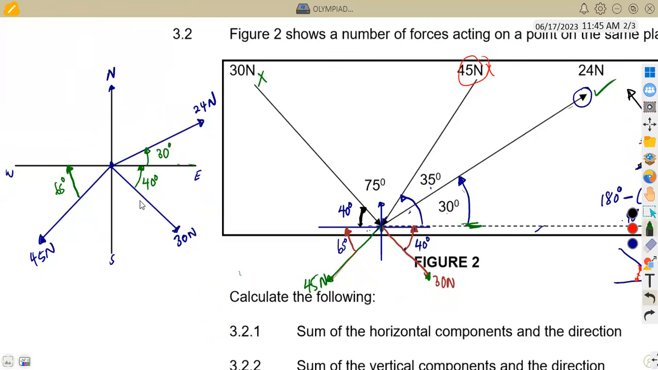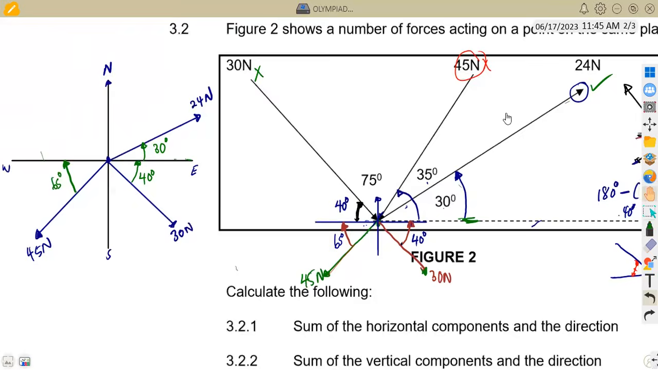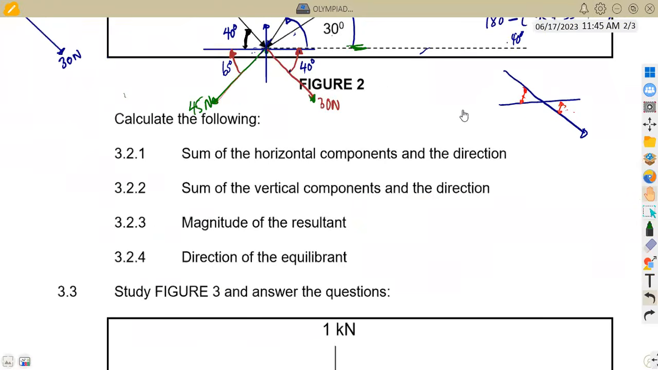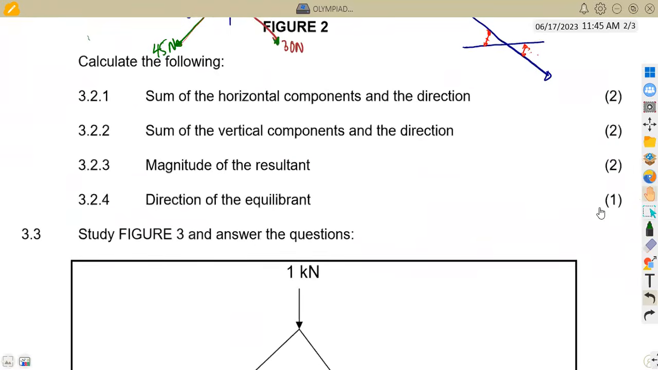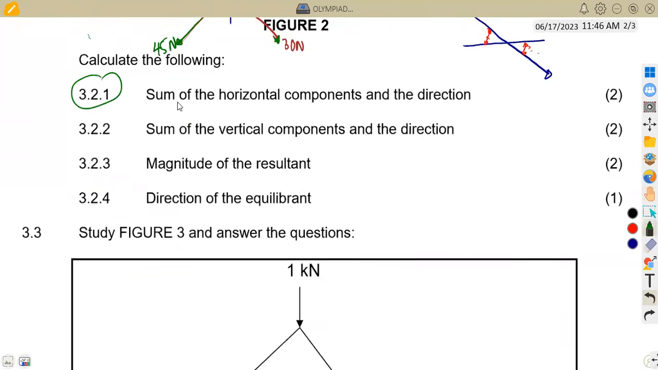Once our diagram is like this, we can easily calculate whatever you want because our forces are taken from the point of intersection, and also each angle is indicated from the force to the horizontal line. So the question is, we are supposed to calculate, that is the first part, 3.21, the sum of the horizontal components and the direction, 2 marks for that.